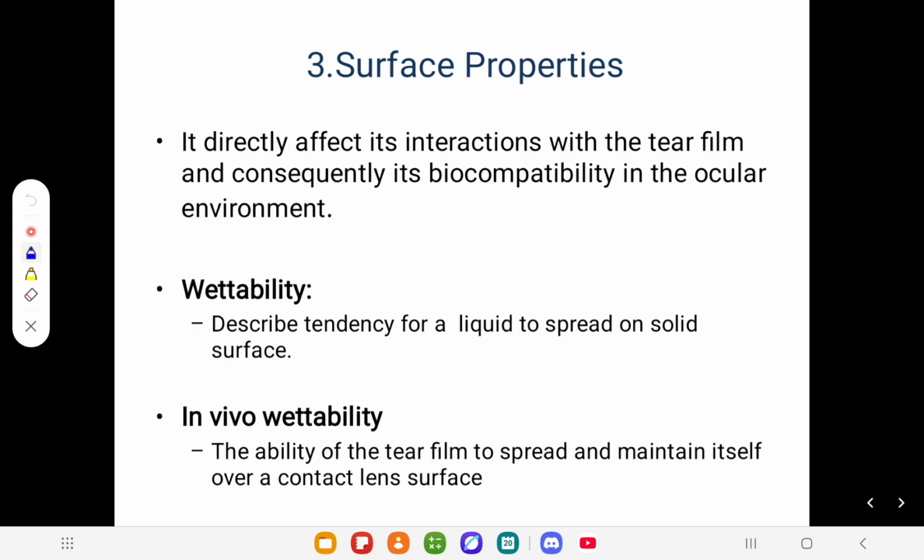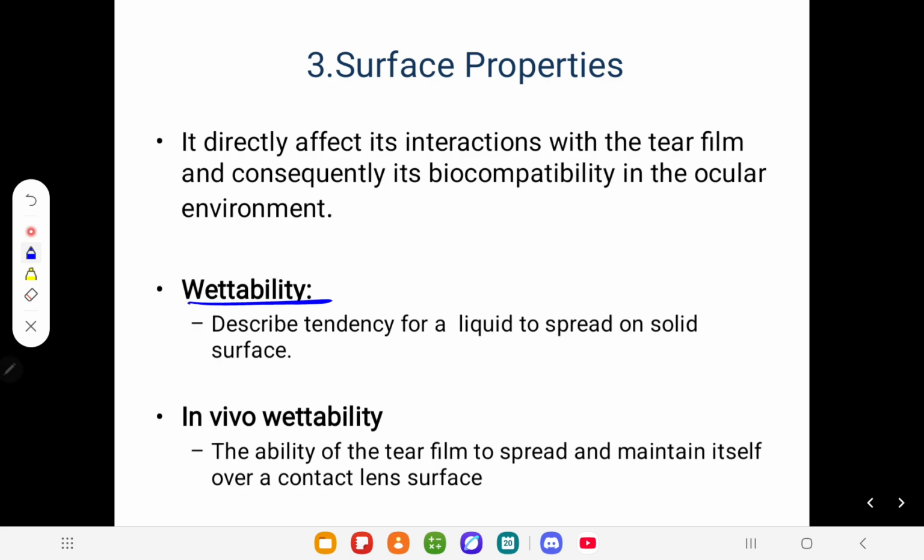Yes. So then what happens if the surface property of the front surface of the contact lens is not good? Then there will be a problem. There will not be biocompatibility with the ocular environment, and a simple common problem is papillary reaction in the upper palpebral conjunctiva. Yes. So what do you call it? Wettability. It's very important, very important. We are going to discuss wettability.